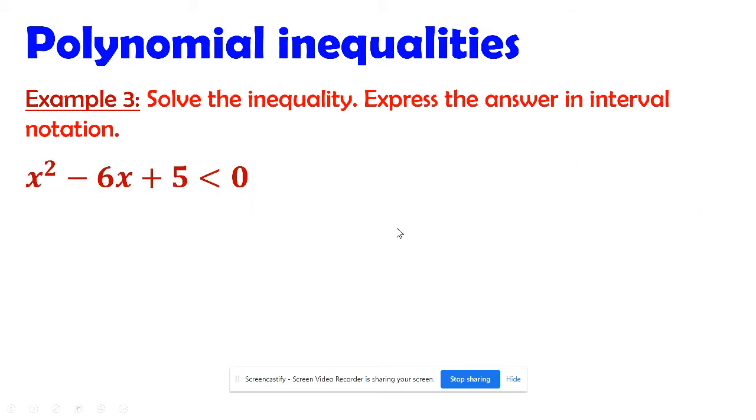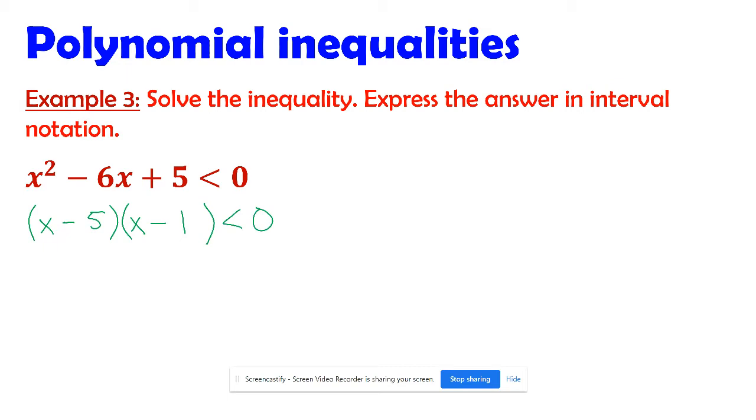All right. Same idea on this one, except this one's not factored. So we have to factor it first. So what I've got to do is come up with two numbers that would multiply to give me +5 and add to give me -6. The only way this is going to work is if they're both negative, because a negative times a negative would give me a positive, and a negative plus a negative would give me a negative. And the only two numbers that are going to work are 5 and 1. So we have x minus 5 times x minus 1, and this is less than 0.